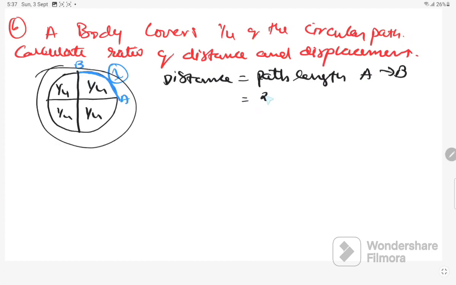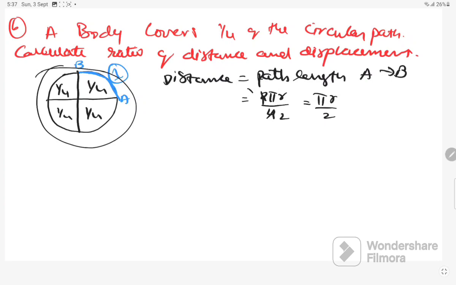That is the circumference. The person is traveling only 1/4, meaning the 4th part of the circumference. That's why divide by 4. If the person travels half of the circumference, divide by 2. So 2 pi r by 4. The 2 cancels with 4, then we are left with pi r by 2. So the distance traveled here is pi r by 2.